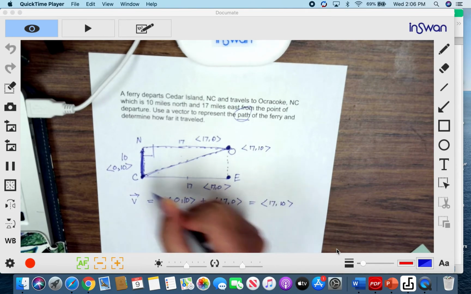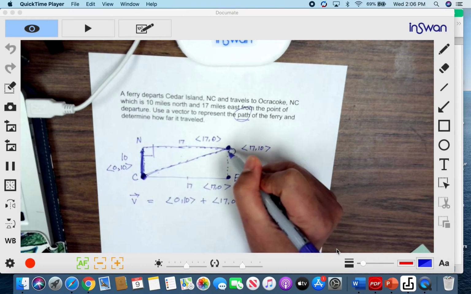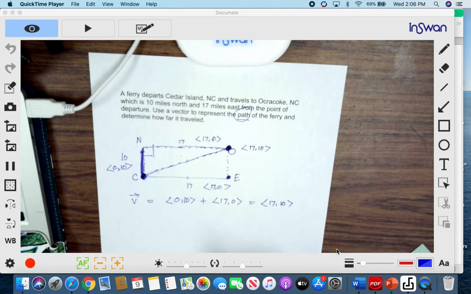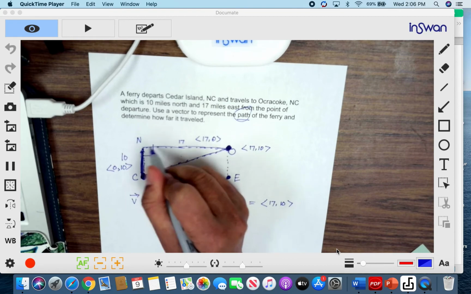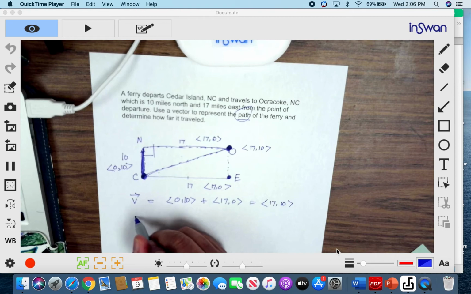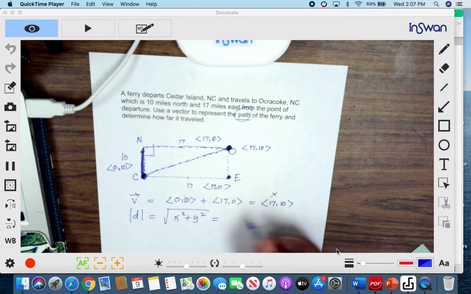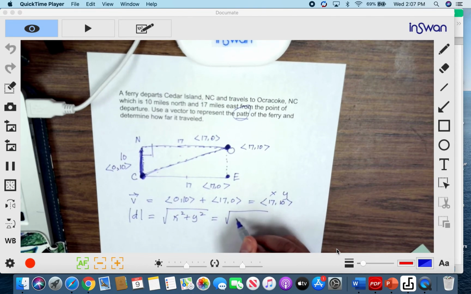Now, let's solve for the distance it traveled from the point of departure to its terminal at Ocracoke. We can do that because we have a right triangle here, so we can make use of the Pythagorean theorem. So the distance it traveled is equivalent to the square root of x squared plus y squared. And our x is 17 and our y is 10. So that's the square root of 17 squared plus 10 squared. We will use this because that is the resultant.